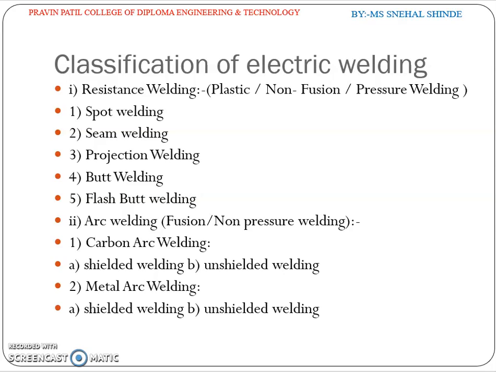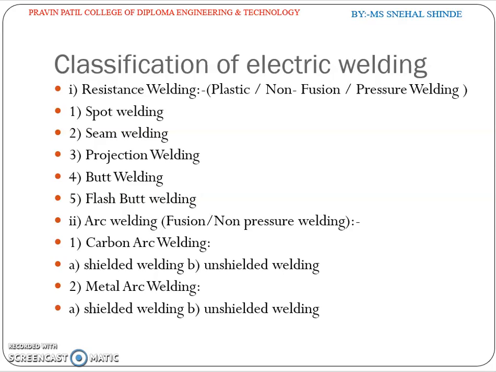So the classification of electric welding: resistance welding, that is plastic, or you can say non-fusion, or pressure welding. First, the classification in resistance welding is spot welding, seam welding, projection welding, butt welding, flash butt welding. Arc welding is also called fusion or non-pressure welding. In it, there is carbon arc welding. In carbon arc welding, there are shielded welding and unshielded welding.